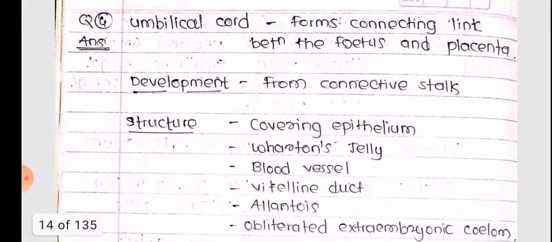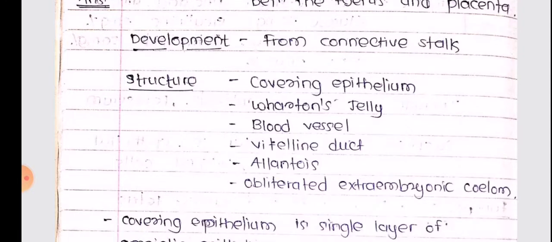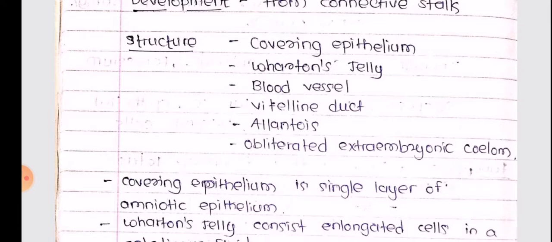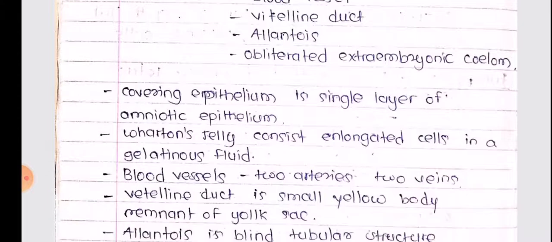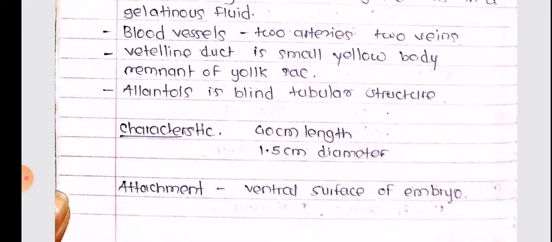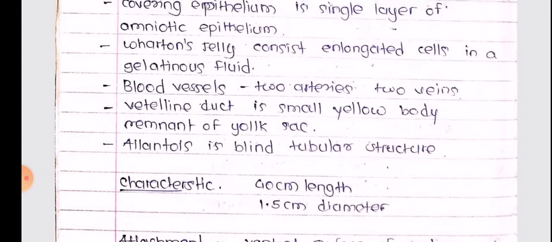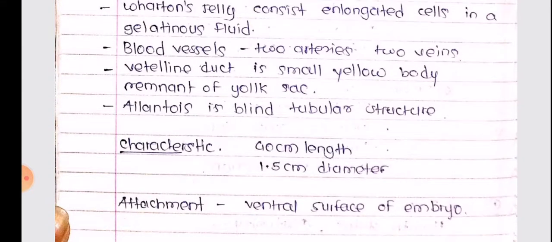So this was a short video on the umbilical cord, wherein the important keywords which we need to remember and recap are: it forms a connecting link, development is from the connective stalk, the structures contain these important ones, wherein we need to remember the covering epithelium, Wharton's jelly, blood vessel, vitelline duct, allantois, and obliterated extraembryonic coelom. Then these are some points which we need to remember again. And lastly, not to forget, it is 40 cm in length and 1.5 cm in diameter, and it's attached to the ventral surface of the embryo. So this was our umbilical cord in a nutshell.